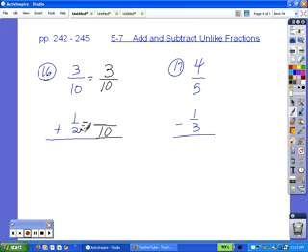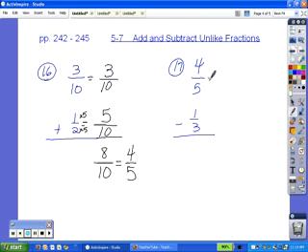In 1/2, 2 times 5 gives us 10, so we have to multiply 1 times 5 to give us 5. And then we add 3/10 plus 5/10 is 8/10. Then we always have to make sure our answer is in simplest form. So we ask, is the fraction improper? No, it's not. Can it be reduced? Yes, because 2 can go into both 8 and 10, so the fraction would reduce to 4/5.